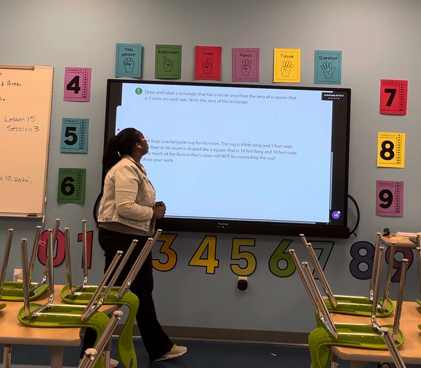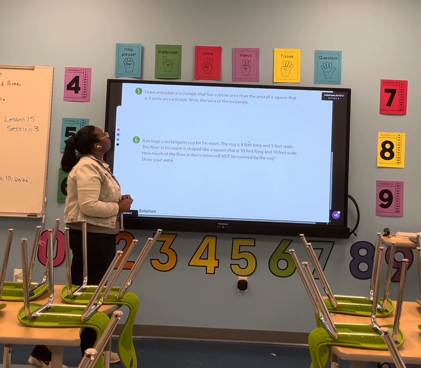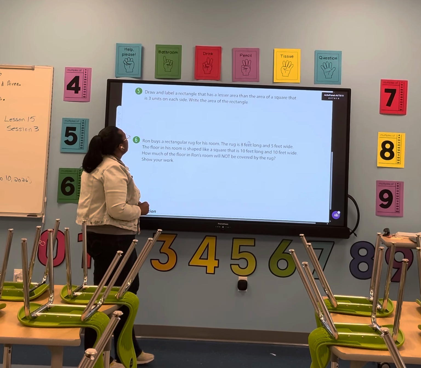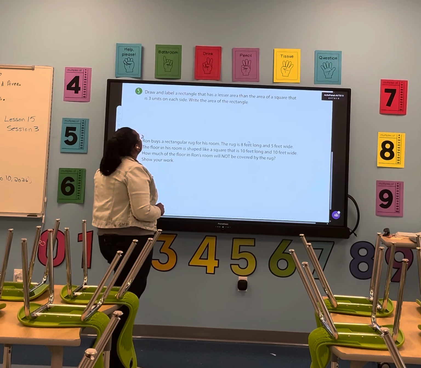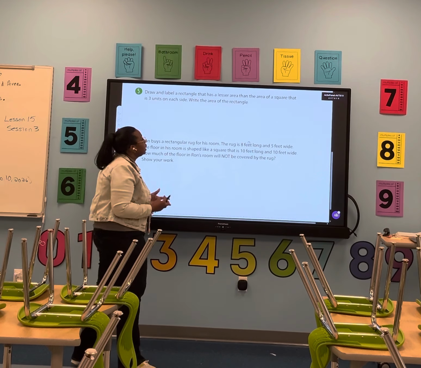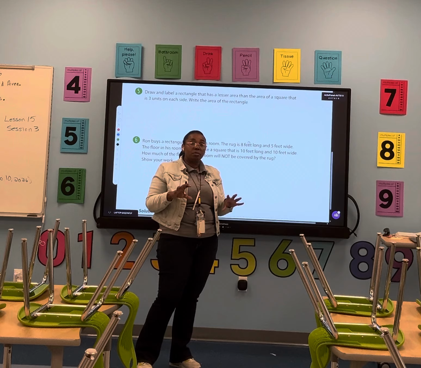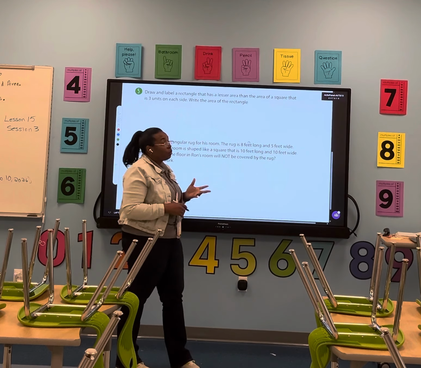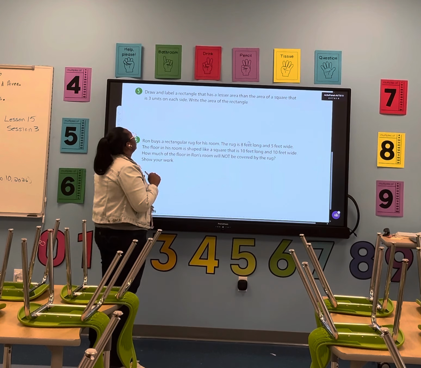So 5 says, draw and label a rectangle that has a lesser area than the area of a square that is 3 units on each side. Write the area of the rectangle. So they want us to draw a rectangle that has a lesser area, which means not as much, smaller. So the square that is 3 units on each side. Remember, square is special, so they're gonna give us just that one number.